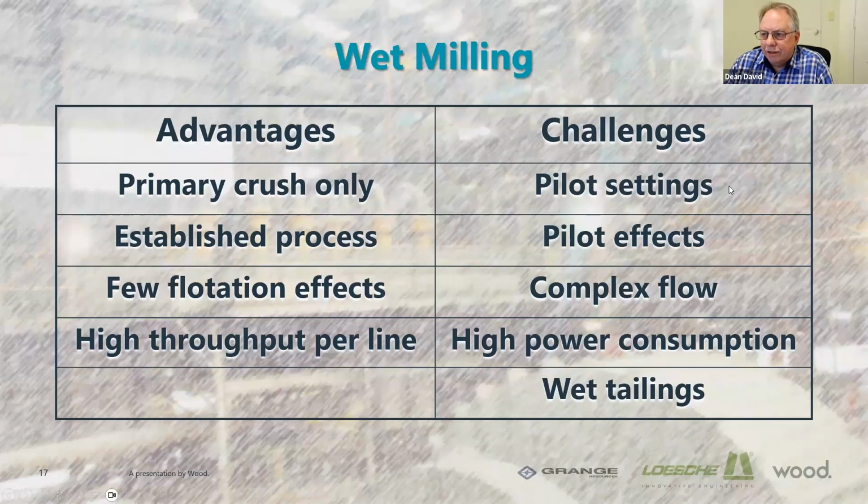The challenges are that the pilot settings don't match. Pilot settings and the pilot effects are not what you expect to see in operation. Screening your ball mill circuit is totally different to cycloning your ball mill circuit product. It's a fairly complex flow path, and you have to test that properly. Reasonably high power consumption. And you also produce quite a lot of wet tailings out of that circuit because, of course, AG milling, as we know it these days, is done wet. And these days, wet tailings are not a good thing because you've got to filter them.